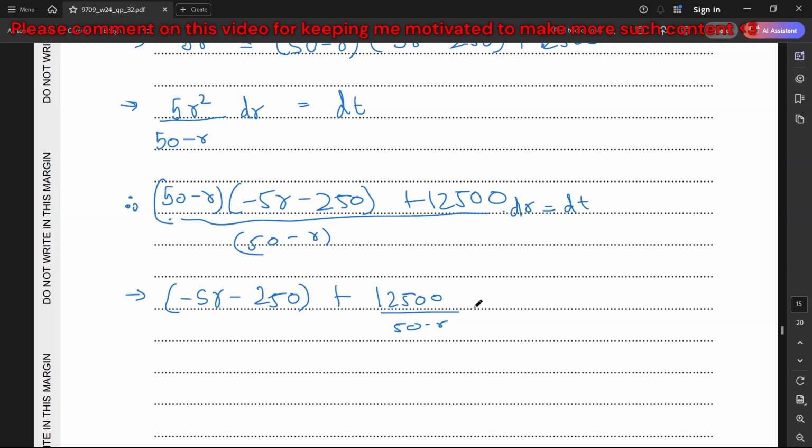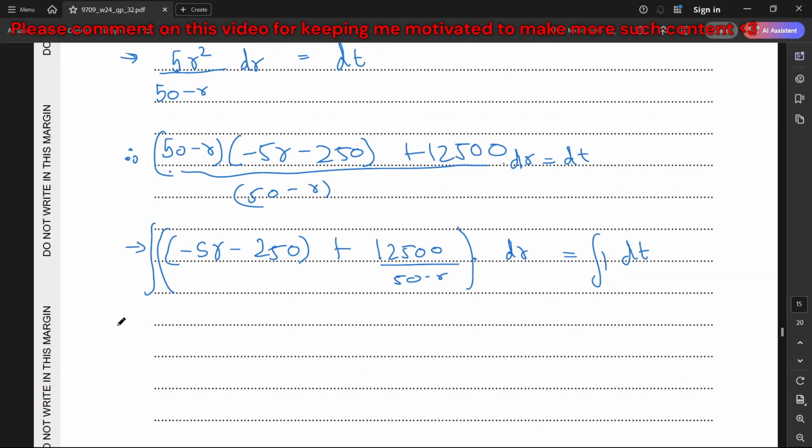And this is all multiplied with dr, so I can directly integrate this with respect to r, and on the right hand side it is pretty simple. Integration of 1 dt is simply t. So first I'll need to integrate this.